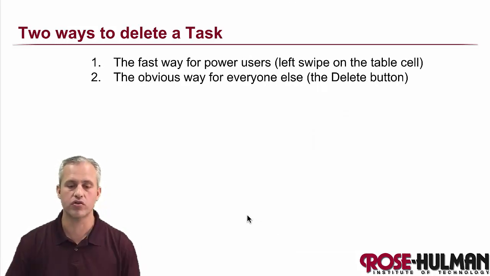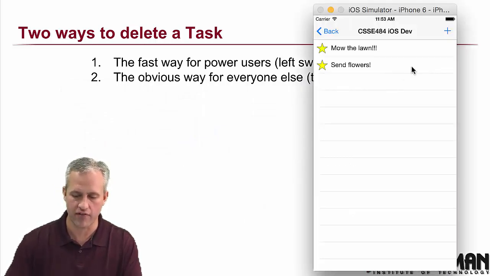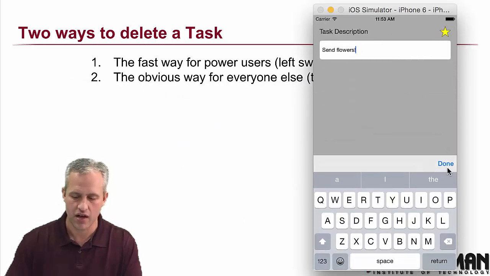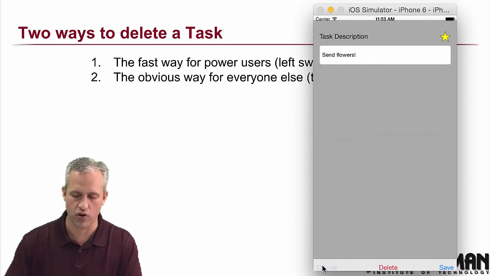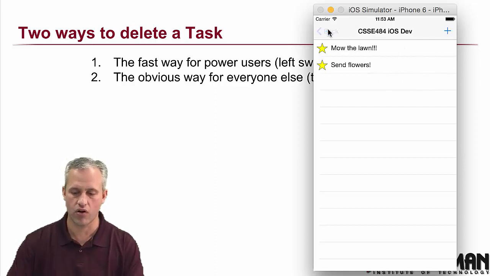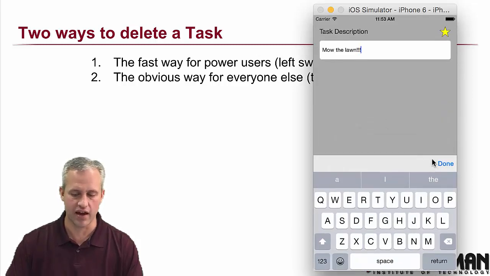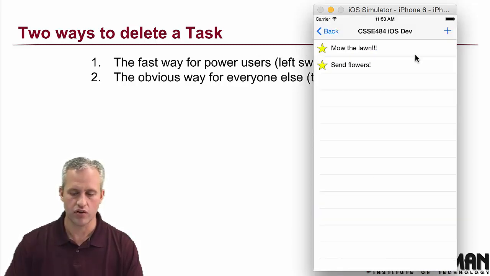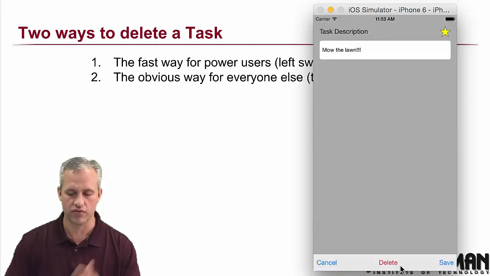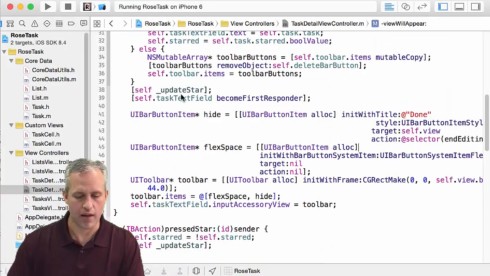For our power users, there's a feature on a lot of apps where you can swipe to the right, and you can see that our app doesn't yet support it. That would bring up a delete button over here. Our list items can do it, so they can swipe over and delete. But our tasks can't. So we're going to do that. And then the obvious one is if somebody clicks the delete button, we want that to work as well. So let's go see if we can make those two things happen.